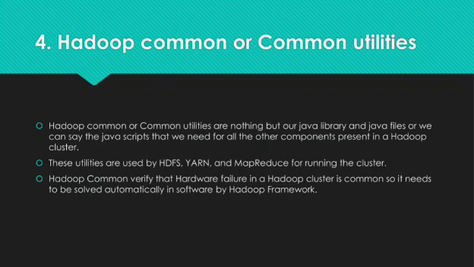Hadoop Common or Hadoop Common Utilities. Hadoop Common or Common Utilities are nothing but our Java library and Java files that we need for all the other components present in a Hadoop cluster. These utilities are used by HDFS, YARN and MapReduce for running the cluster. Hadoop Common verifies that hardware failure in a Hadoop cluster is common, so it needs to be solved automatically in software by the Hadoop framework.